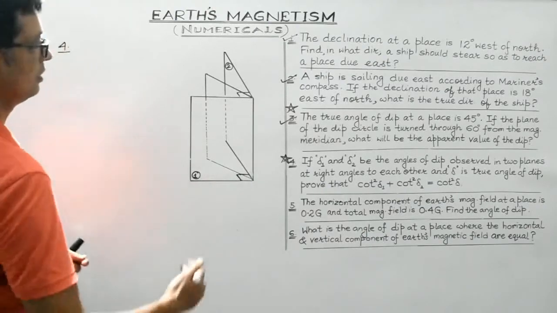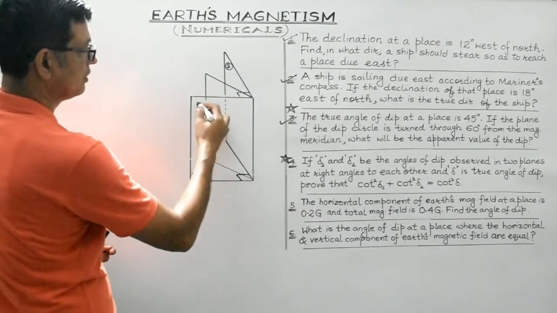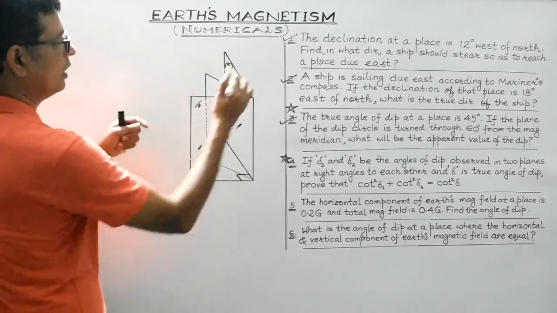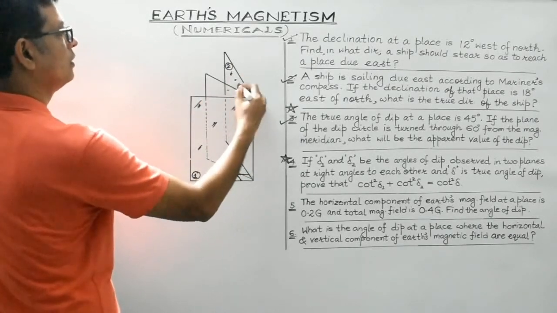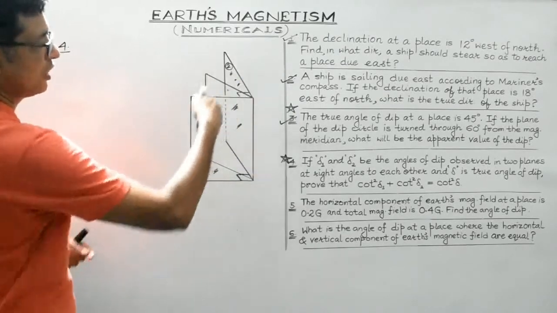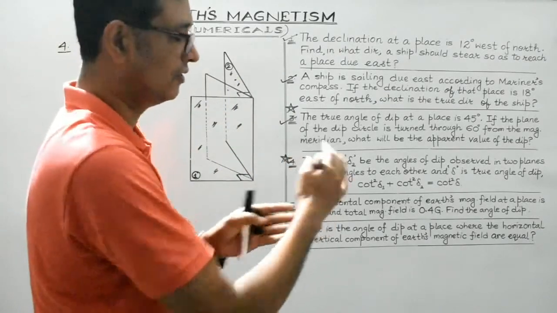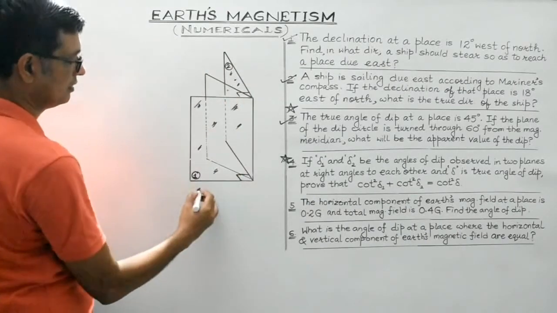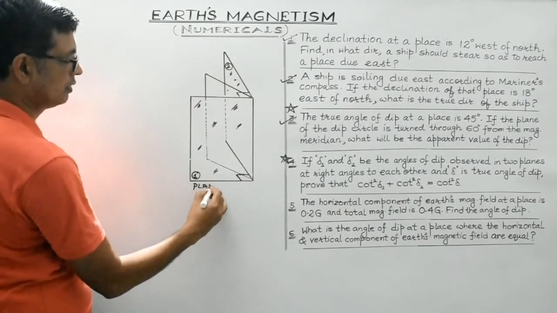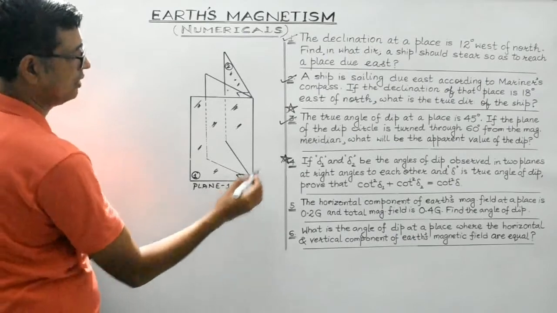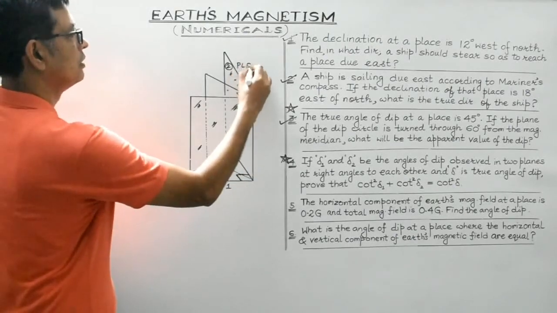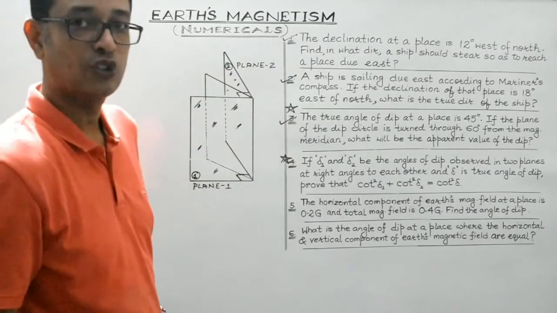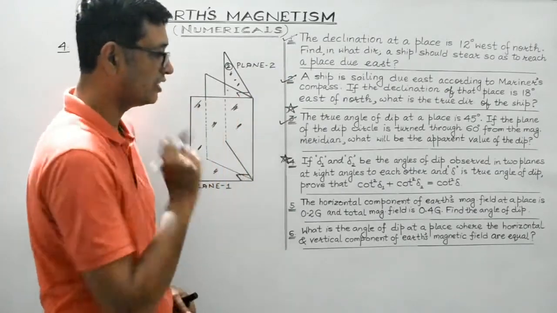Clear, students? I am talking about these two planes, this one and this one. These are the two planes which are at right angle to each other, right? This is first, plane 1, and this is second, plane 2. Now students, the angle between these two is 90 degree.